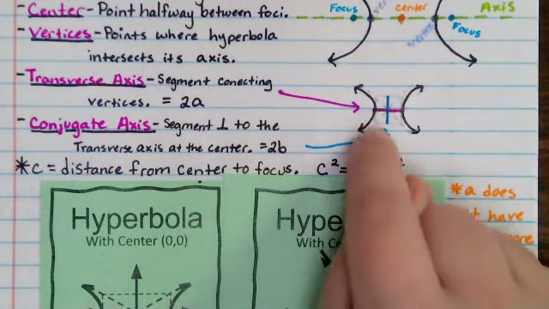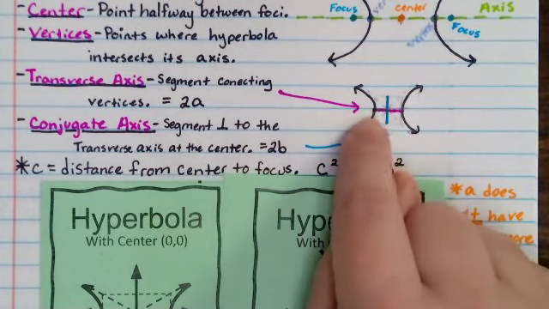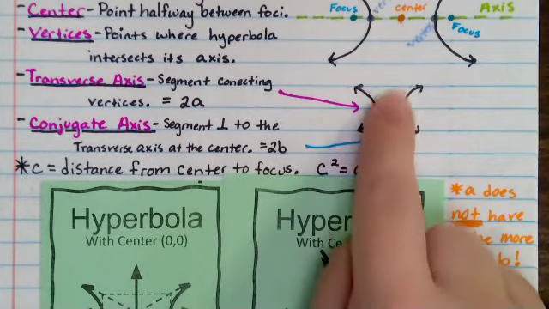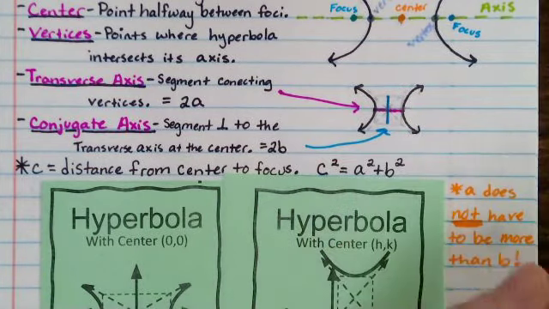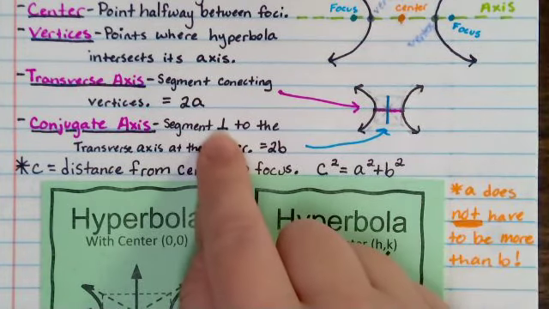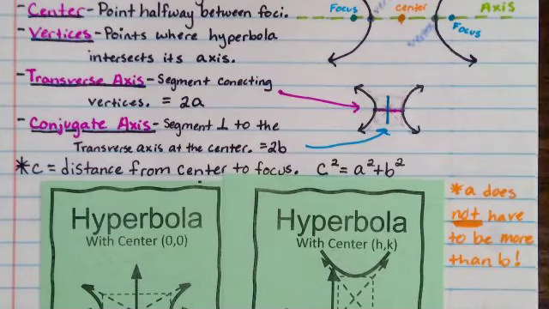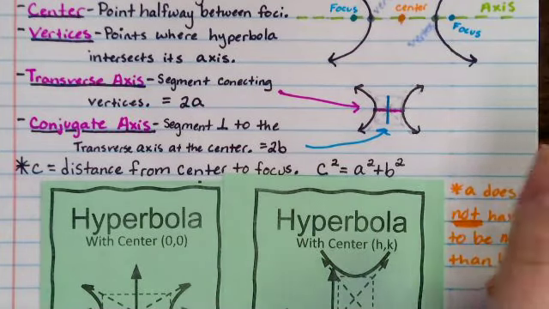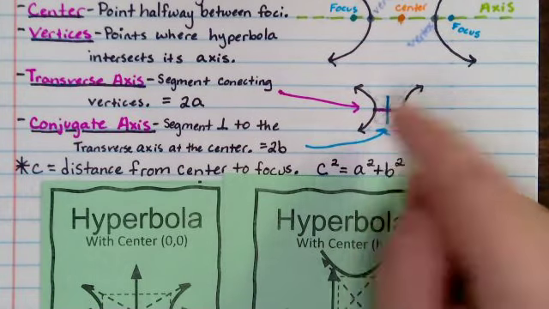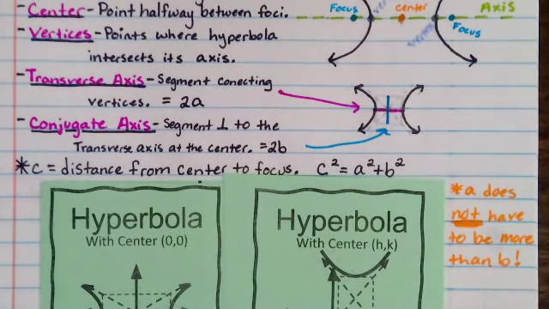So again, the transverse axis is the one that connects the vertices. That's what you want to look for. The conjugate axis is the one that does not connect the vertices. It's perpendicular. Okay, so remember this symbol right here means perpendicular anytime that you see it. It's just a long word to write, easier to write the symbol. And it goes through the center point. So wherever those axes cross, that's going to be at the center.